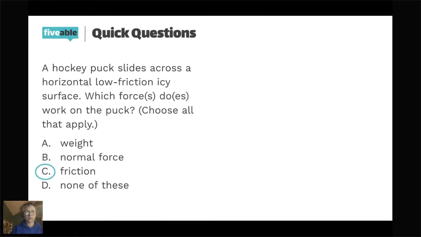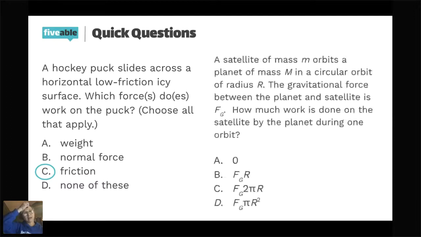Okay, next question. We have a satellite of mass small m orbiting a planet of mass large M in a circular orbit of radius r. Gravitational force between the planet and the satellite is Fg. So how much work is done on the satellite by the planet during one orbit? If we look at our options, again, we want to think about force times displacement.